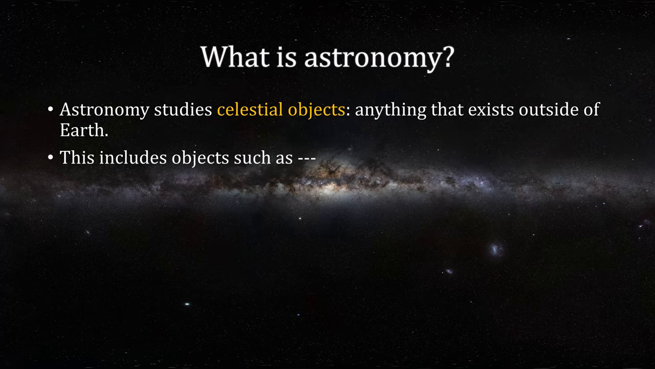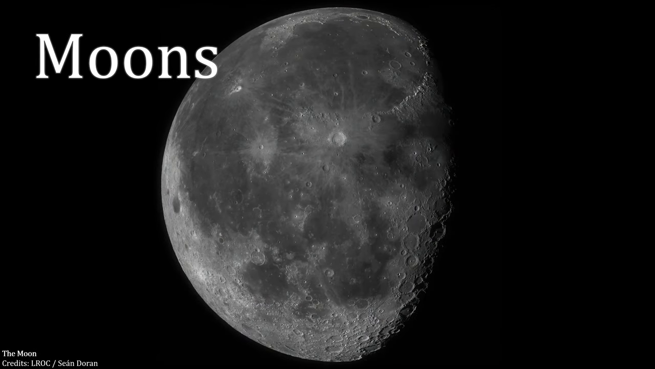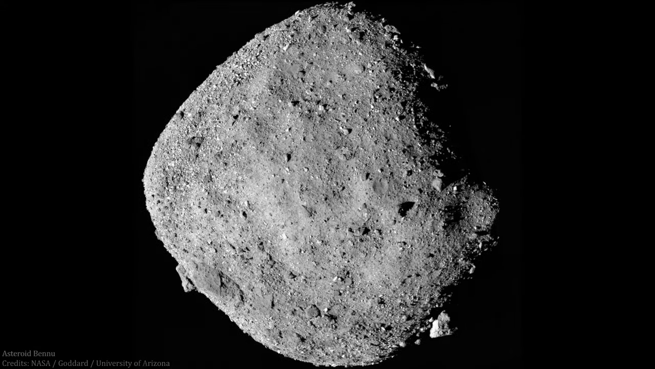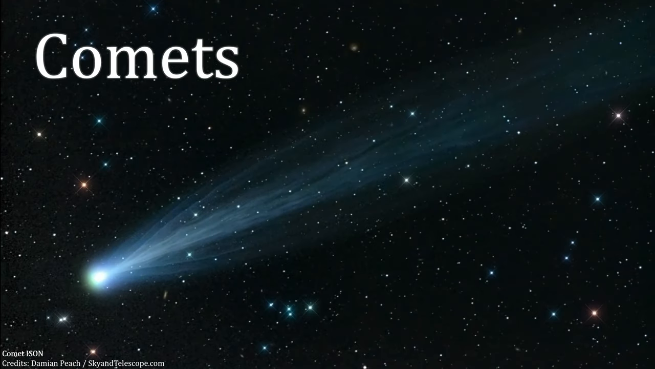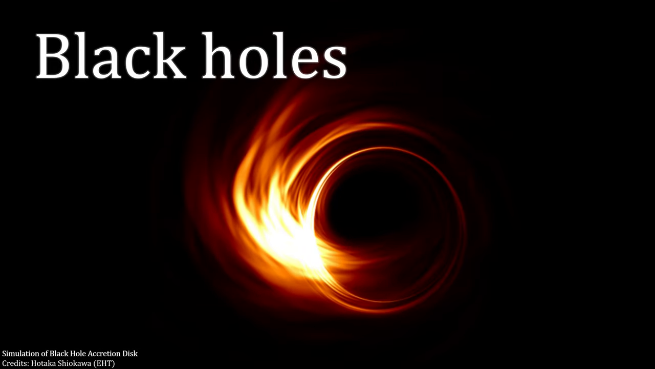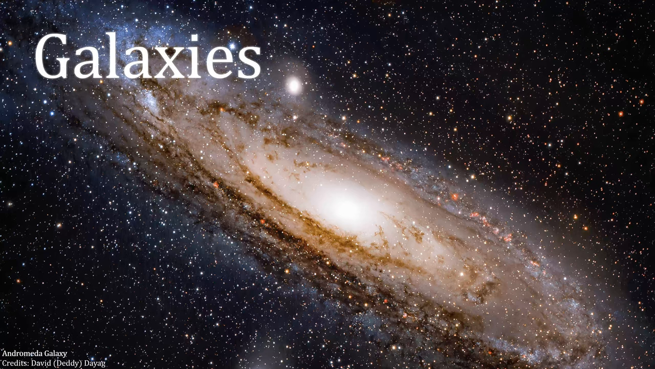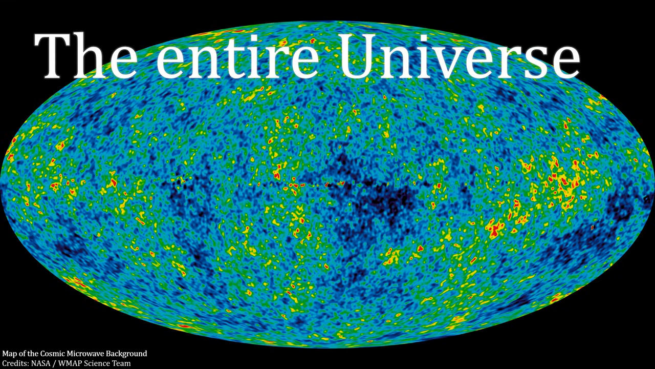So first of all, what is astronomy? Astronomy studies celestial objects, anything that exists outside of Earth. And this includes objects such as planets, moons, asteroids, comets, stars, black holes, galaxies, and the universe as a whole.